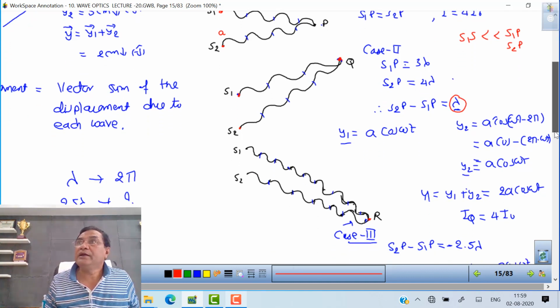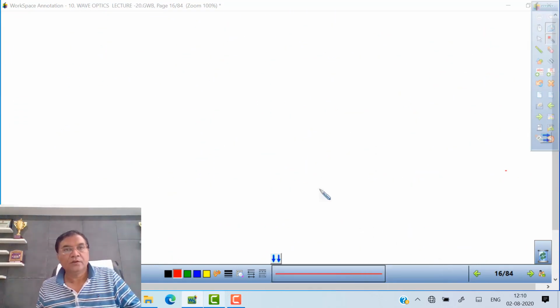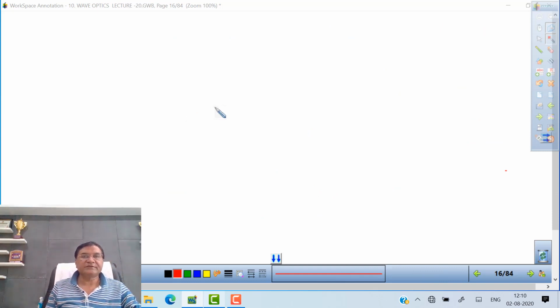Now I take a random point. We discussed when the phase difference is 0, 2 pi, pi, whatever. But if the phase difference is anything, not necessarily an integer multiple of pi, then how can we determine the intensity? So I take one random point.